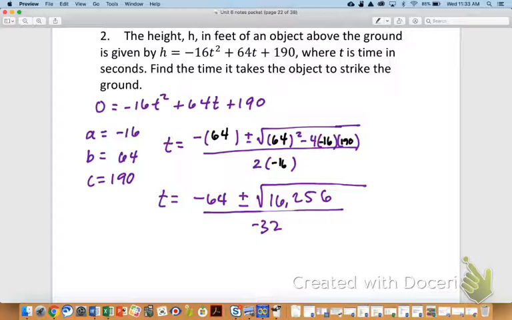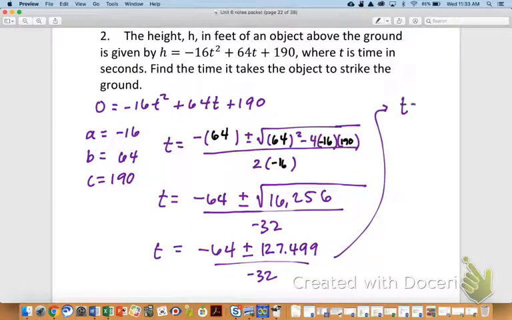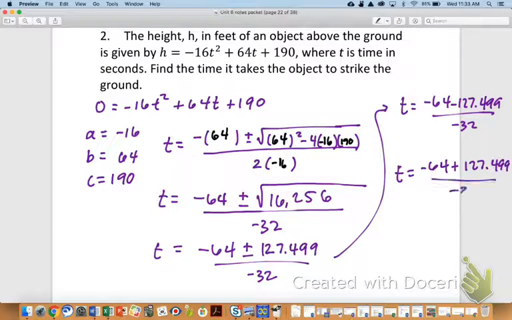Square root of that. I got 127.49. Sure, so 127.5. So I'm going to go with this. Well, let's do this. I'll keep the nines. 127.499. That looks good. Okay, we're still going to need the calculators. I'm going to come over here and say t equals negative 64 minus that 127.499 all over negative 32, or t equals negative 64 plus 127.499 over negative 32.